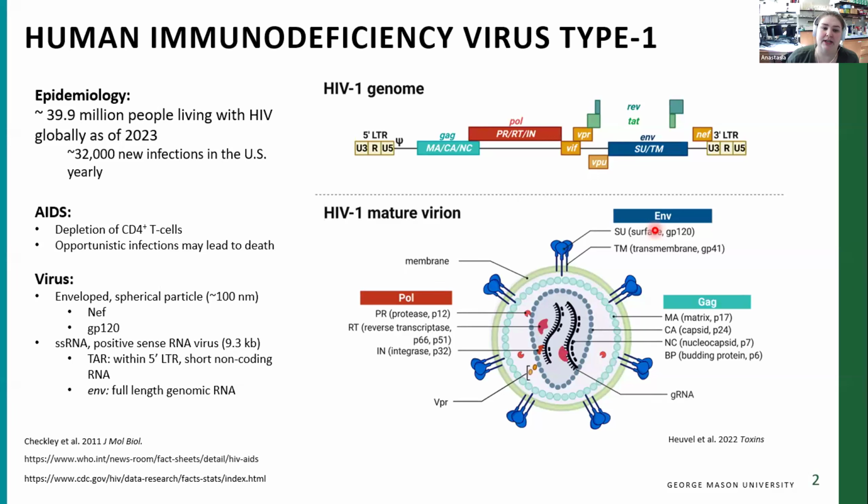So a little bit about the virus. As we know, it's an enveloped spherical particle with the virology textbook saying it's around 100 nanometers in size. Some of the important proteins we'll be looking at today are accessory protein NEF and GP120, that's our surface marker. And the genome for HIV is a single-stranded, positive-sense RNA. And some of the RNAs we'll be looking at today are going to be TAR, which is in the 5' long terminal repeat area, and then the envelope, or more of the full-length genome RNA.